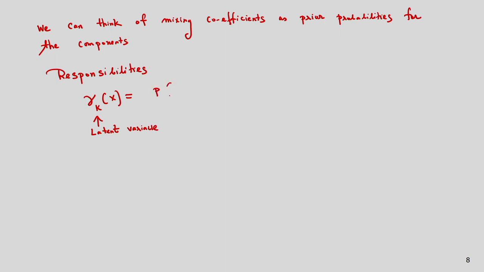By applying the Bayes rule, I can write it like this: probability of k given x, that is the posterior probability; probability of k, that is the class prior; probability of x given k, that is the class conditional density, or class conditional probability; divided by probability of x, that is the unconditional prior. So this is by using the Bayes rule. We can determine the posterior probability, probability of k given x, with the help of this formula.